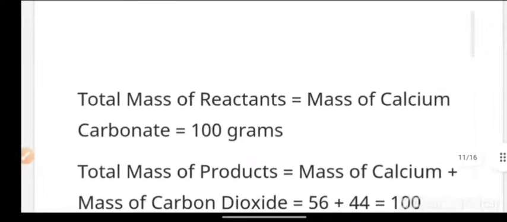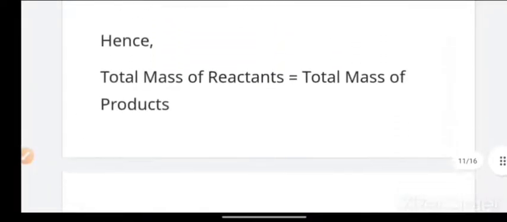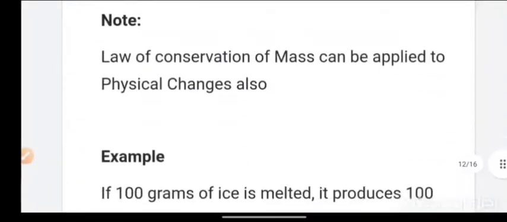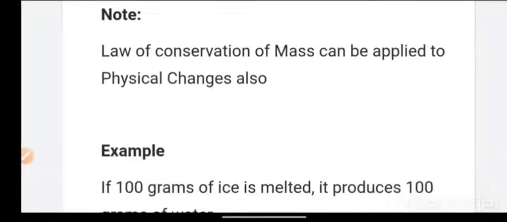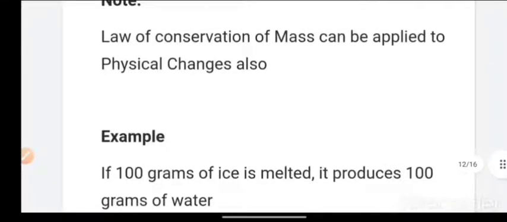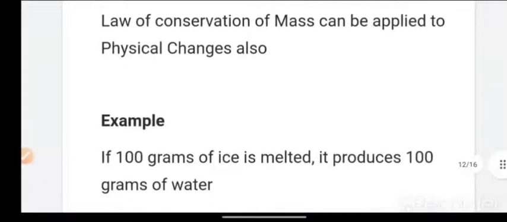Let's take another example. Here is the explanation. Hence, the total mass of the reactant is equal to the total mass of the product. Note that the law of conservation of mass can be applied to physical changes also. It is not only applied for chemical changes, it is also applied for physical changes. Physical changes means ice converting into water, water converting into ice. If we take 100 gram of ice and it melts, it produces 100 gram of water.